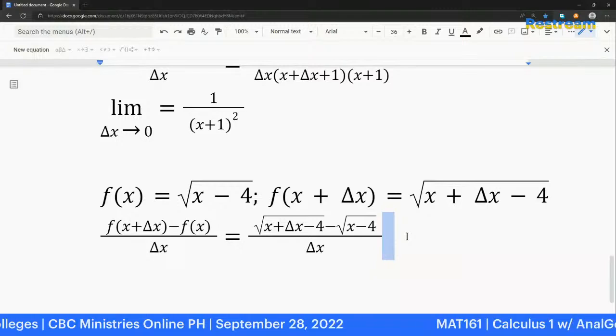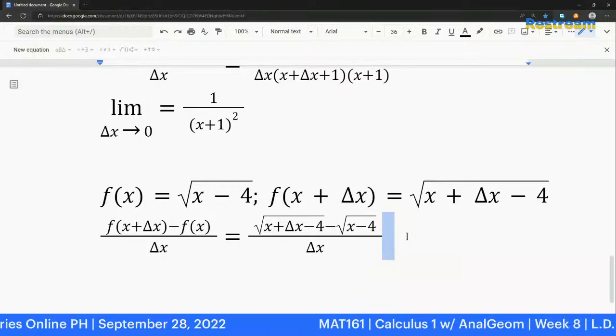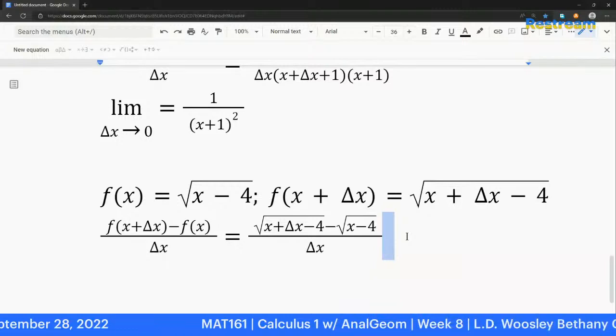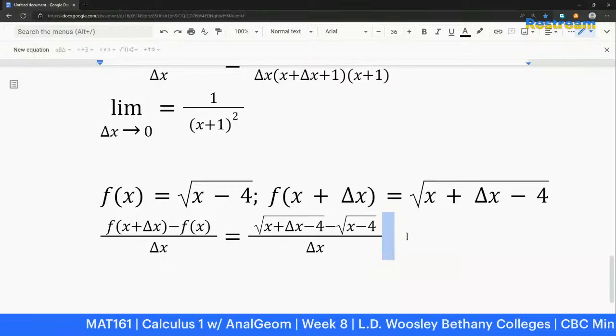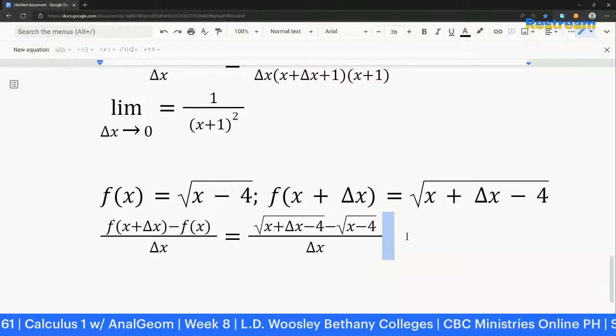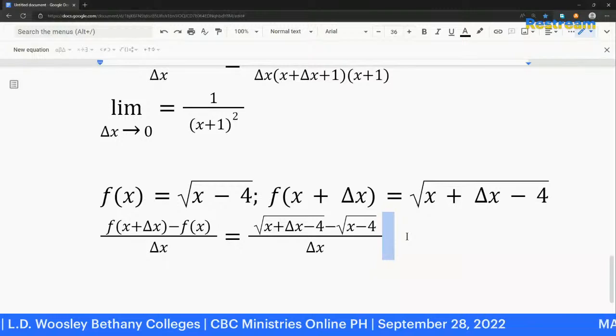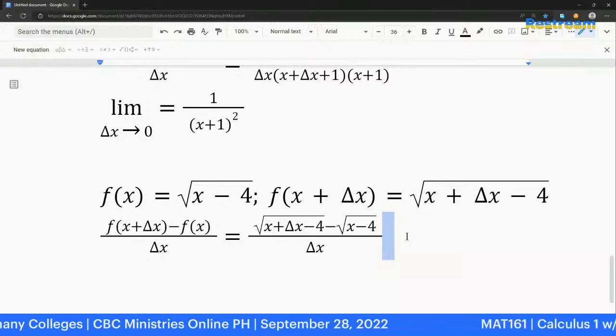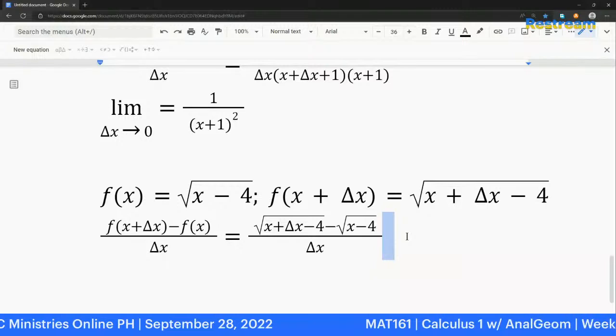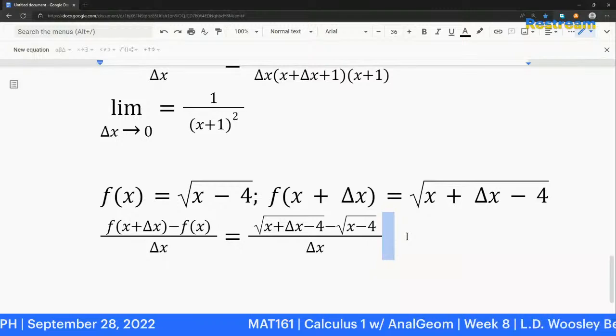Hindi mo i-square, Banji. Pag in-square mo, may radical na matitira yung middle term mo. Difference of two square yan, kaya hanapin niyo yung conjugate. Hindi squaring both numerator denominator, no? Kasi pag in-square yung numerator, yung middle term radical pa rin. Trust me, radical pa rin.